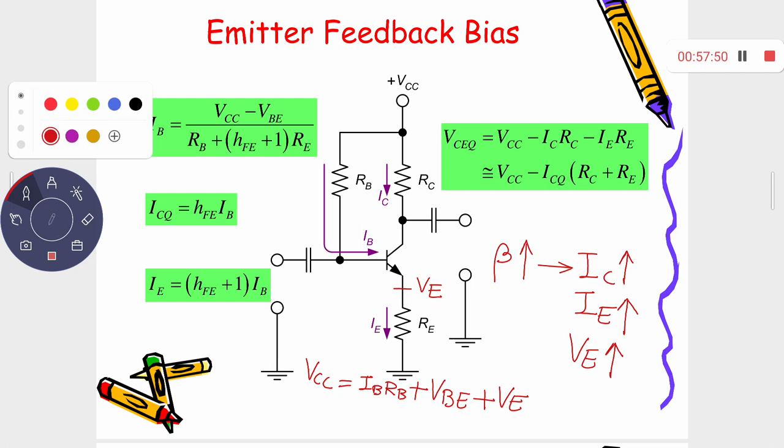That means what? If IC increases, this is relatively constant. This one will increase. If IC increases, this one is constant. Left hand side you have some constant, right hand side some constant, some increases. This must drop, right? That means you have some check and balance mechanism. On one hand, if beta increases, IC increases. On the other hand, IB drops, so that the IC remains at almost a constant potential. And if IC is fixed, then obviously you can find out this VCQ and all. This is called emitter feedback bias.